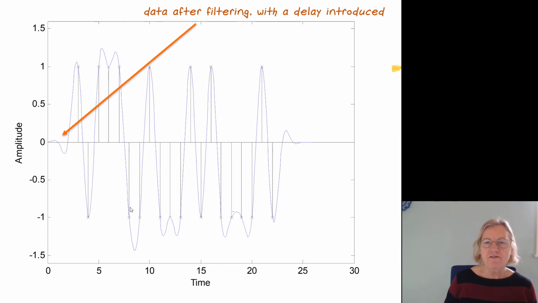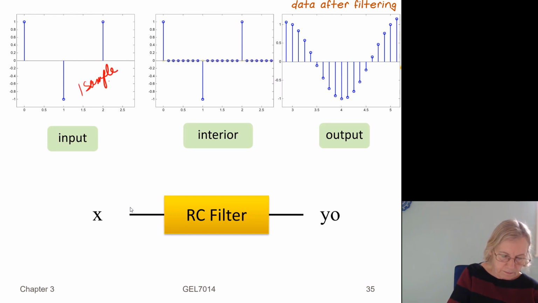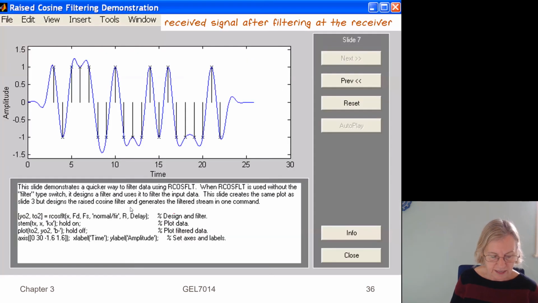So this is the data after filtering, and then with that delay introduced. So just as a reminder, you input something with 1 sample per symbol, and you get out something with 8 samples per symbol, because we had this oversampling. Once I do one filter in Matlab, if I do another filter, I have to tell the filter, do I have 1 sample per symbol, or do I have, like, 8? So you have to tell it when you specify the filter command. And so that's what's going on in this filter command.